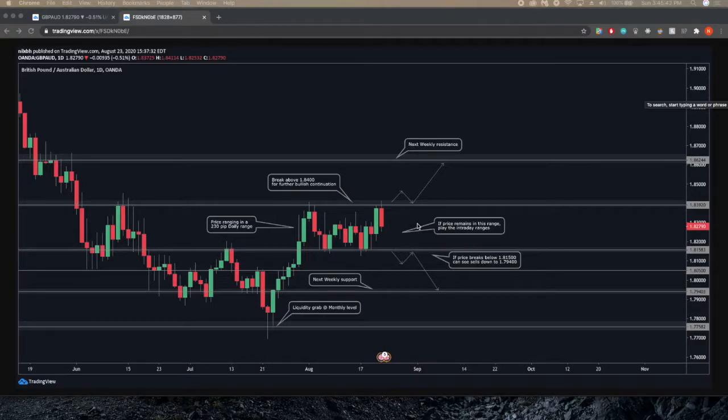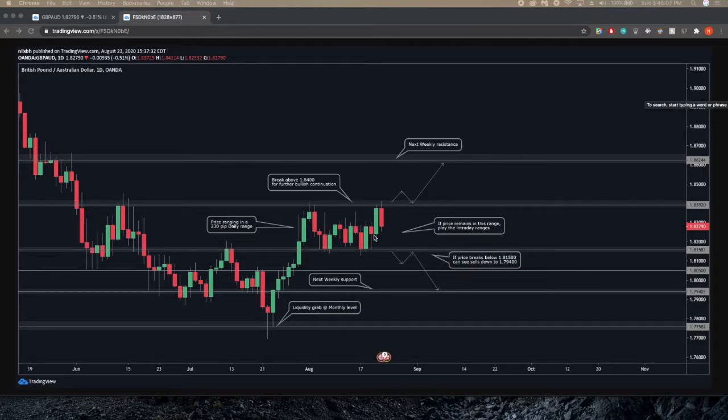Okay, so this is the GBP AUD analysis for the last week of August 2020. Since the end of July, we grabbed liquidity at a monthly level after having a bearish trend. We grabbed liquidity and had a nice bullish move up of around 600 pips, and since then we've been consolidating.